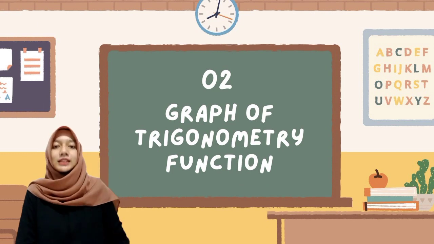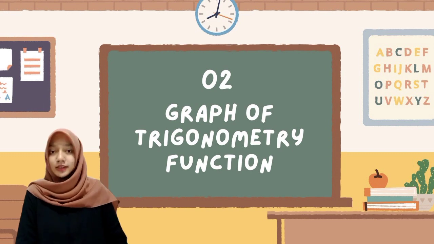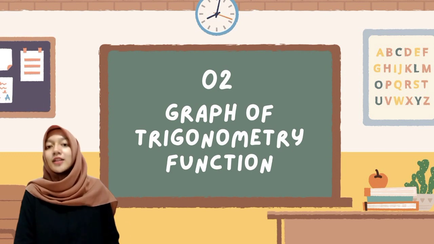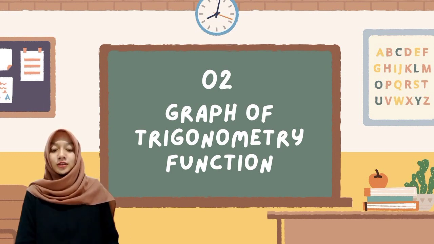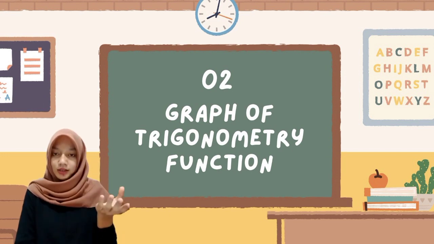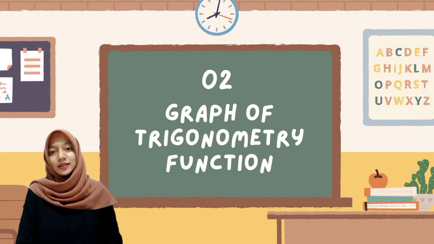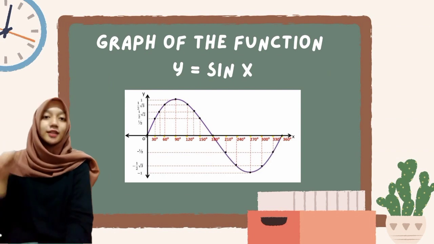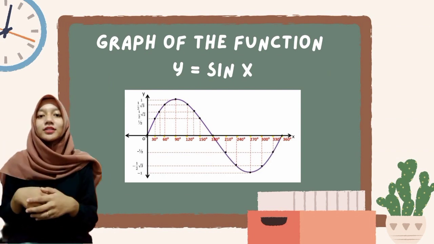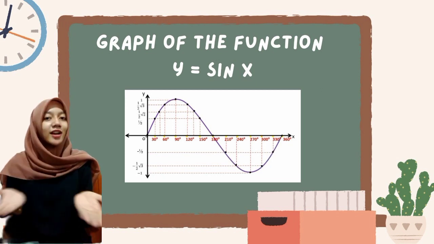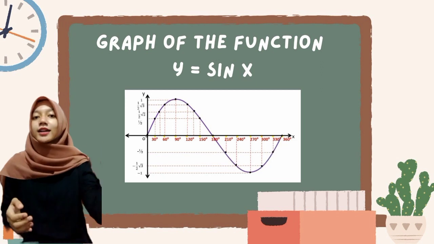The second material is the graph of trigonometry functions. On this occasion, we will discuss 3 graphs of trigonometry functions: y equals sin x, y equals cos x, and y equals tan x. Now, let's talk about graphing trigonometry functions. Let's start with the sine function.